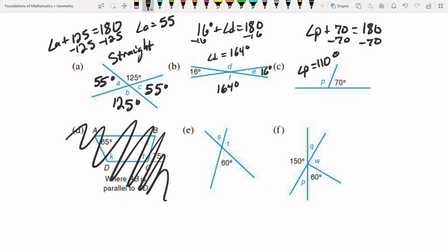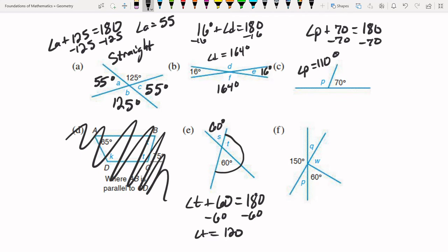E, this looks a little weird, but these are still vertical angles. So we know S is going to be equal to 60. And T, right, this is going to be a straight angle right there. So we just have to do angle T plus 60 equals 180. Subtract 60, we get angle T equal to 120 degrees for that one. Now F, these are not vertical angles. Actually P and Q are. You can see that this, let me do it in red here, this line here and this line here, these are vertical angles.